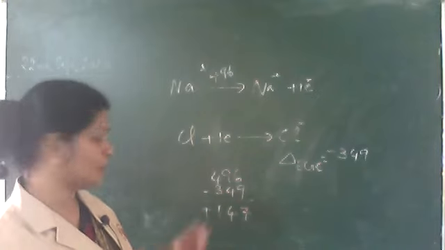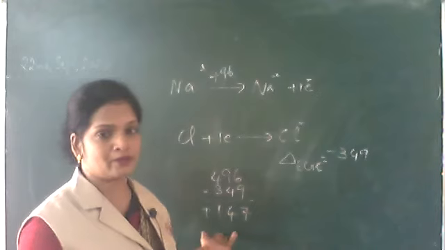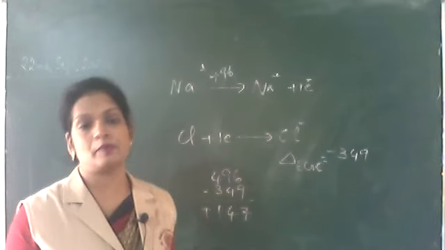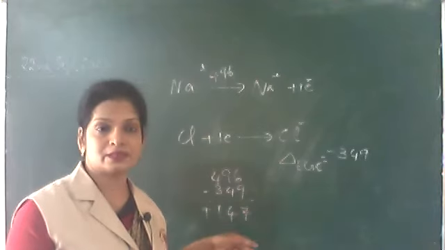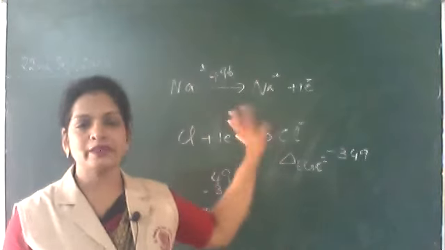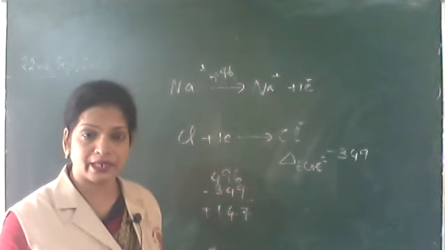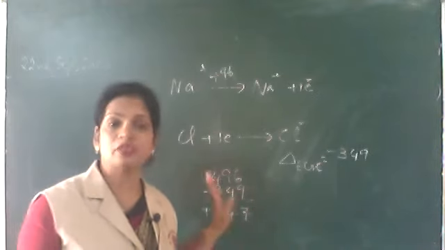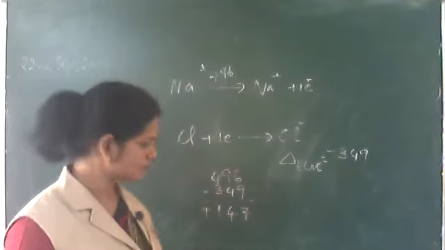Look at this value, plus. If it should have been a minus value, we can say NaCl can be easily formed. But this is plus, required. Who will give this? Released. If it is released from itself, it can give. But required from some other source, they have to take it. So this process should not have been spontaneous. NaCl should not have been formed.